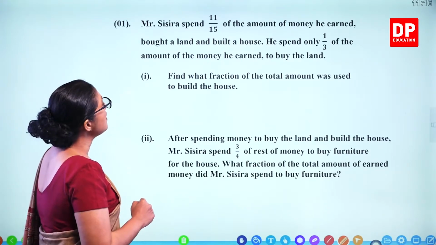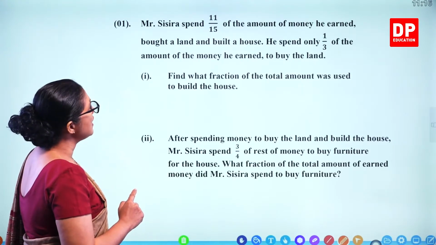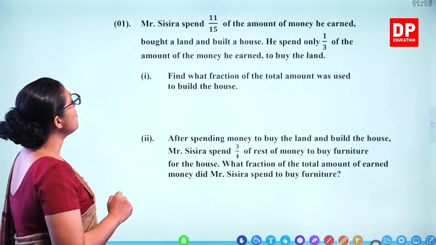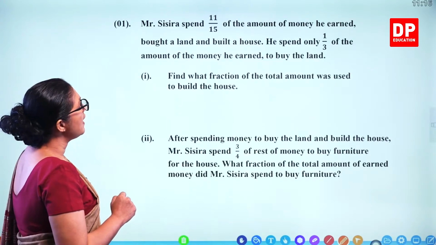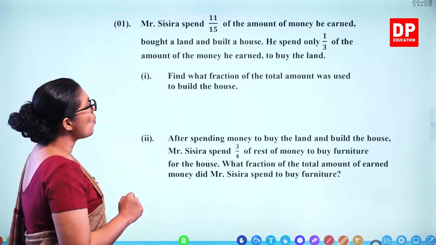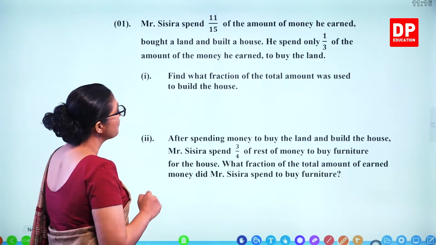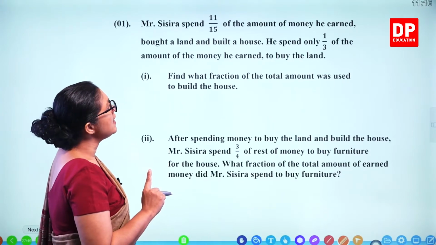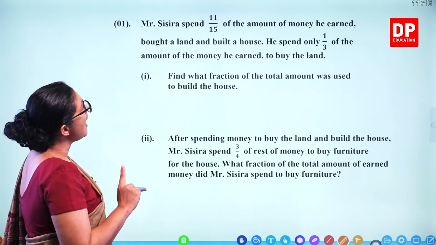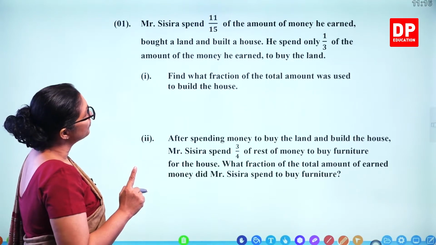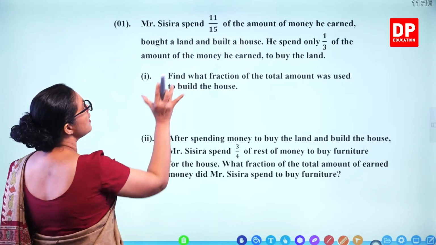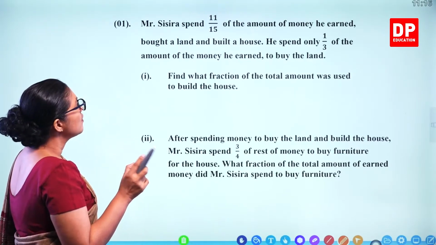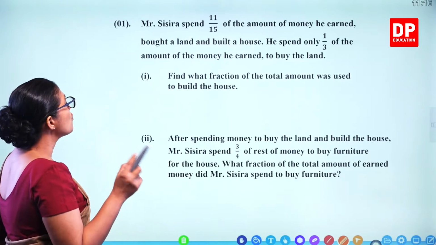Mr. Cicero spent 11/15 of the amount of money he earned, bought a land and built a house. He spent only 1/3 of the amount of the money he earned to buy the land. Find what fraction of the total amount was used to build the house. So here he spent 11/15 of the amount of money he earned to buy a land and build a house. So that's for both. He spent only 1/3 of the amount of the money he earned to buy the land. So what fraction of the total amount was used to build the house?